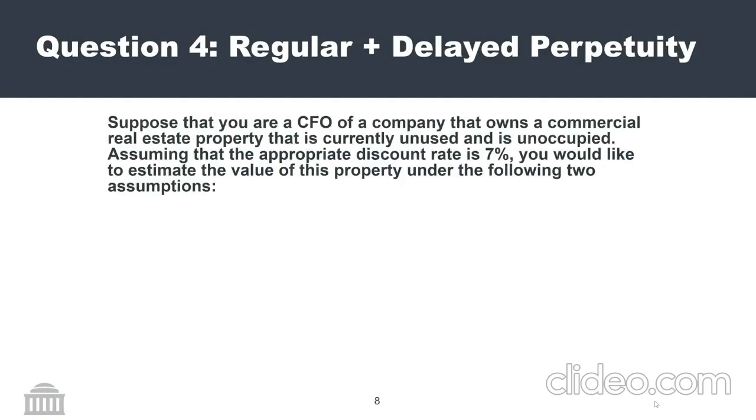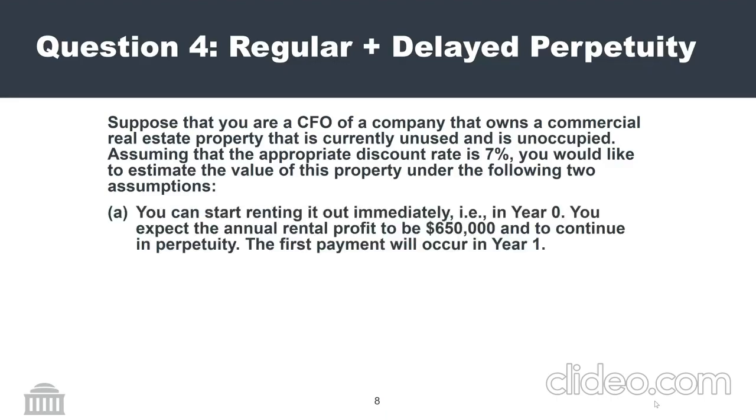In this question, we will learn how to work with regular and delayed perpetuities. Suppose that you are chief financial officer of a company that owns a commercial real estate property that is currently unused and is unoccupied. Assuming that the appropriate discount rate is 7%, you would like to estimate the value of this property under the following two assumptions. A. You can start renting it out immediately. You expect the annual rental profit to be $650,000 and to continue in perpetuity. The first payment will occur in year 1.